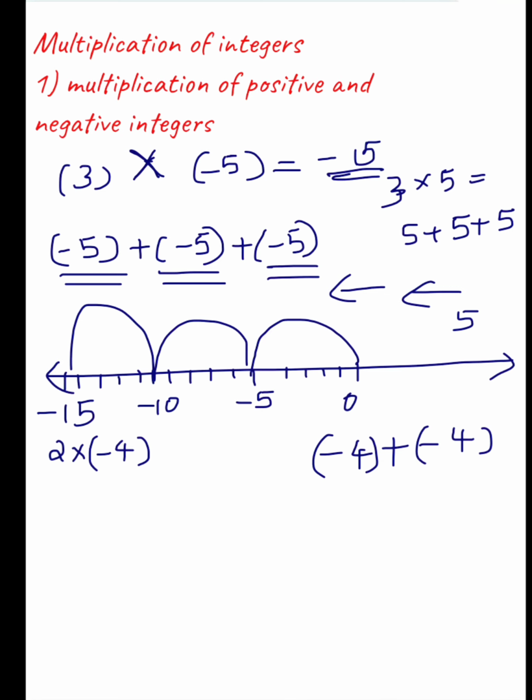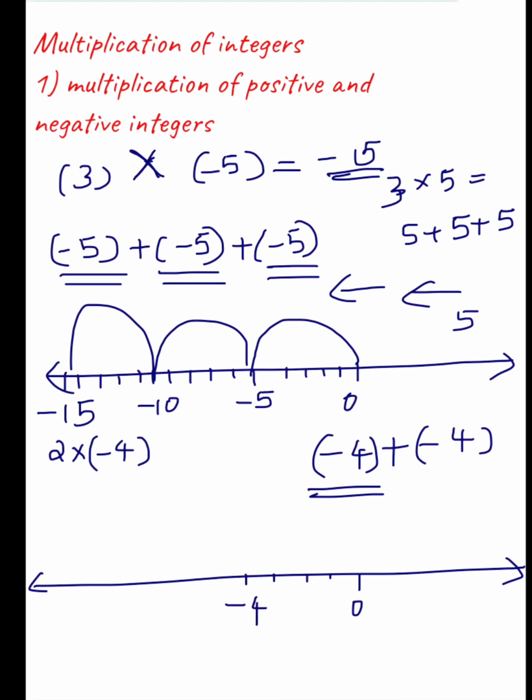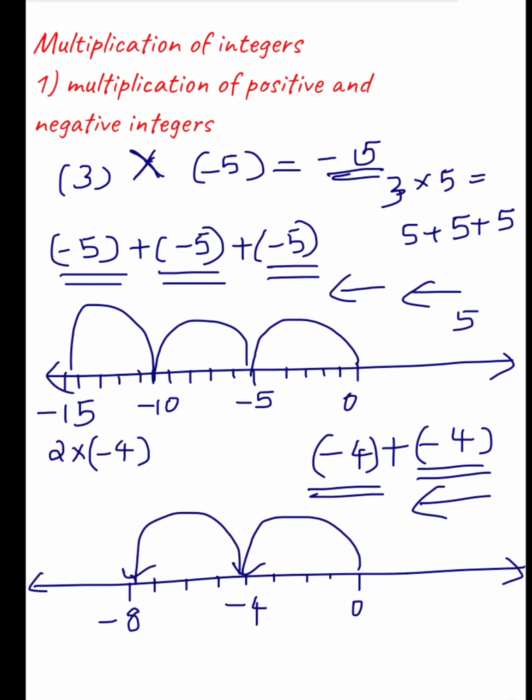Now let's draw the number line and mark the point 0. The first number is minus 4. So let's say this is 1, 2, 3, 4. So let's take this as minus 4. So we reached here. Now what is the number to be added? Again minus 4. Since it is minus 4 you have to move to the left side. So 1, 2, 3, 4, you will reach here, that is minus 8. So what is the answer? Minus 8. So you got 2 into minus 4 equals minus 8.